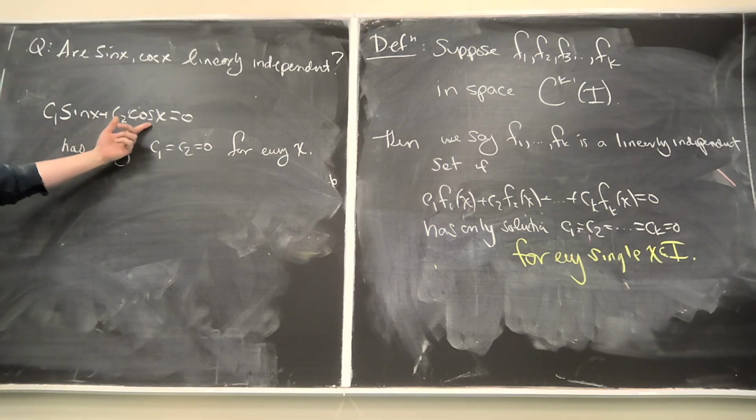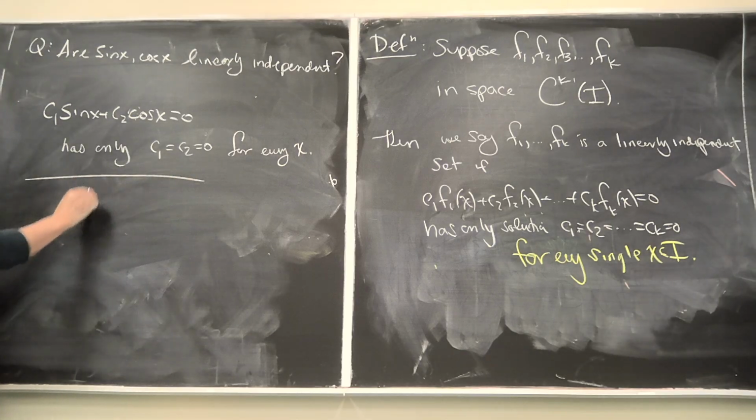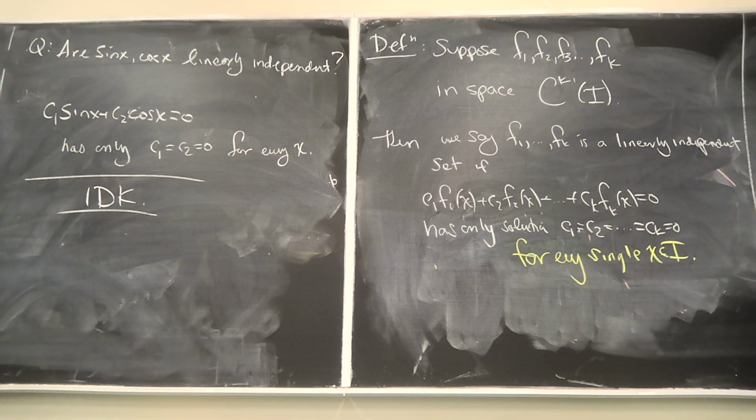And how do you know? I mean, these things are moving around. The x's are changing the values of the functions. So I don't know how to do this. If only there was a better way.